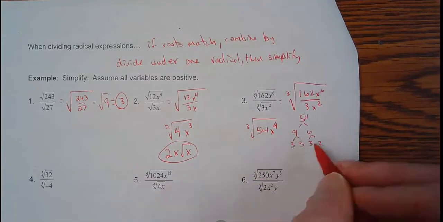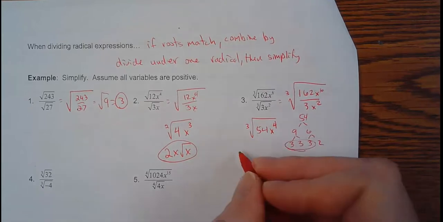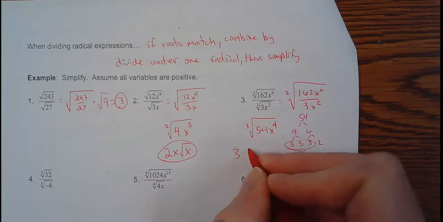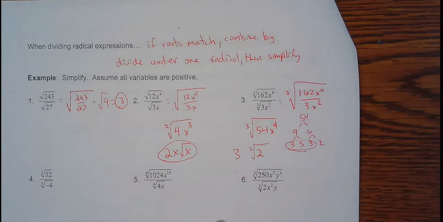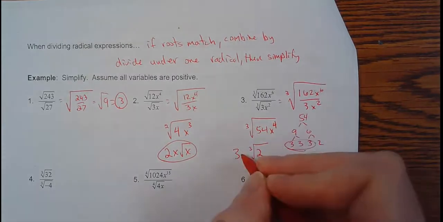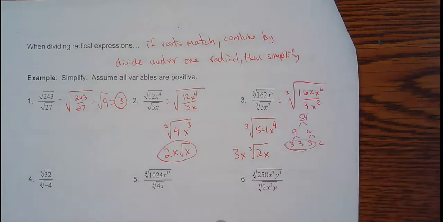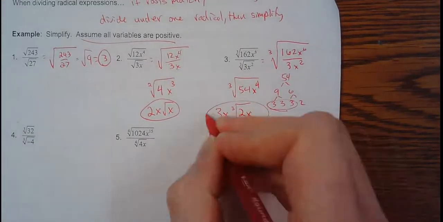So just the numbers, I have a group of 3 threes, so I pull a 3 out front. 2 is left underneath. So 2 stuck under the radical still. Now the 4, we got 4 x's being multiplied together. Well, 3 of those can come out as 1x, but 1 of those is left under the radical. Okay. Again, we're assuming all variables positive. Don't worry about any sort of absolute values or anything like that.